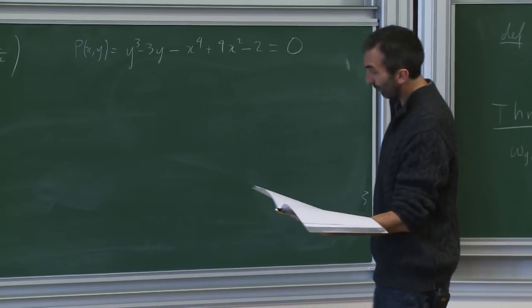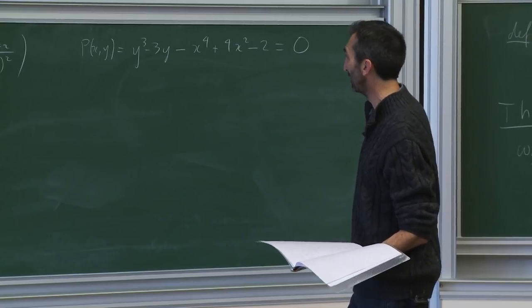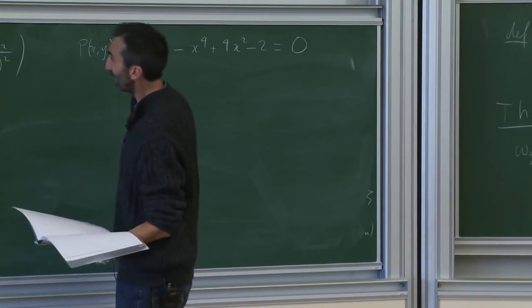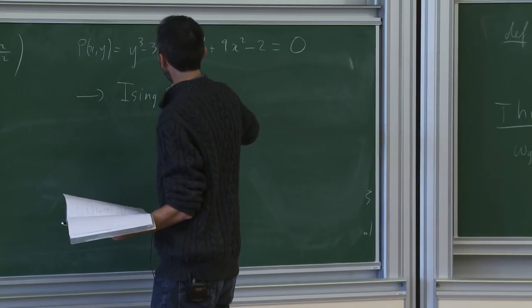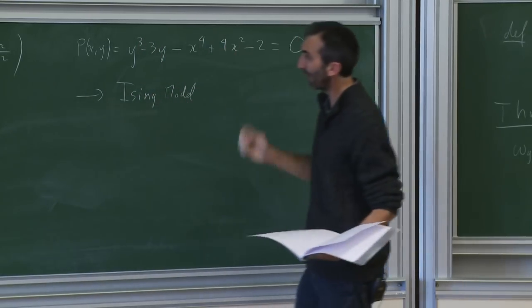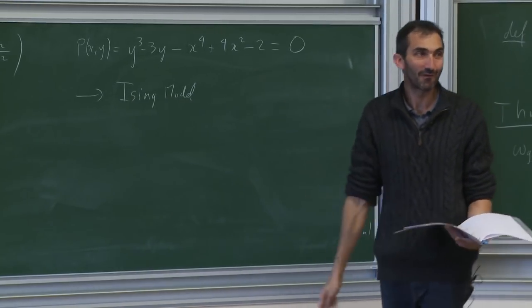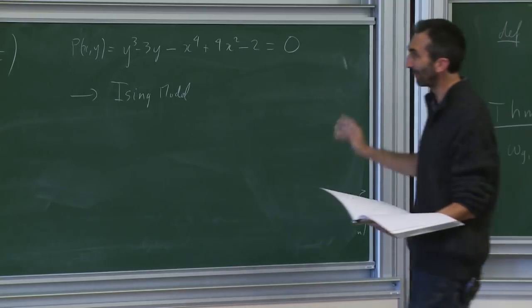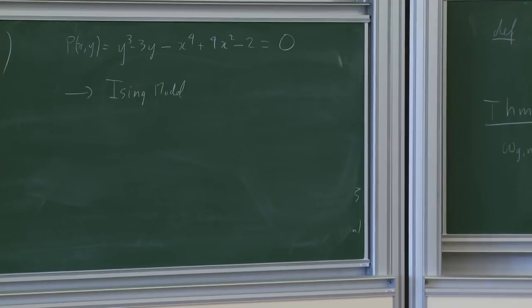And this one is very useful to compute things about the Ising model. It's related to the Ising model, but I will not say how. If you compute all the omega g n's of that, it's very closely related to an Ising model. I'm not going to say how, but it's a very interesting case.